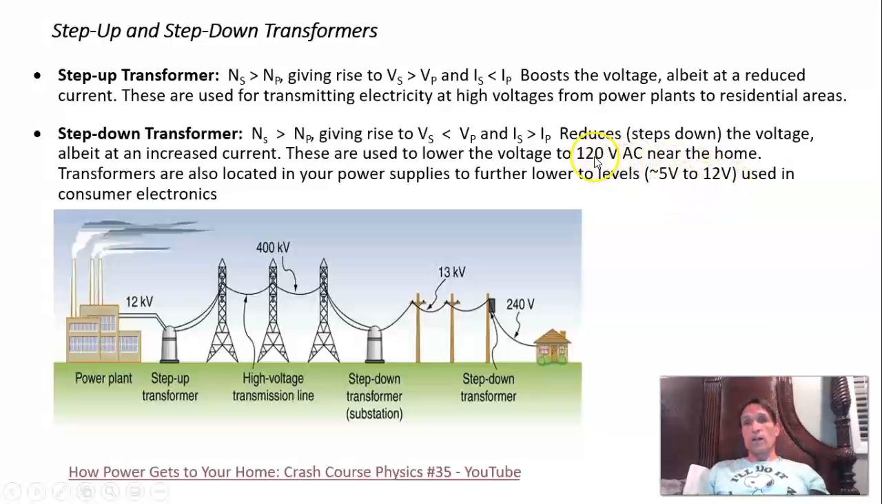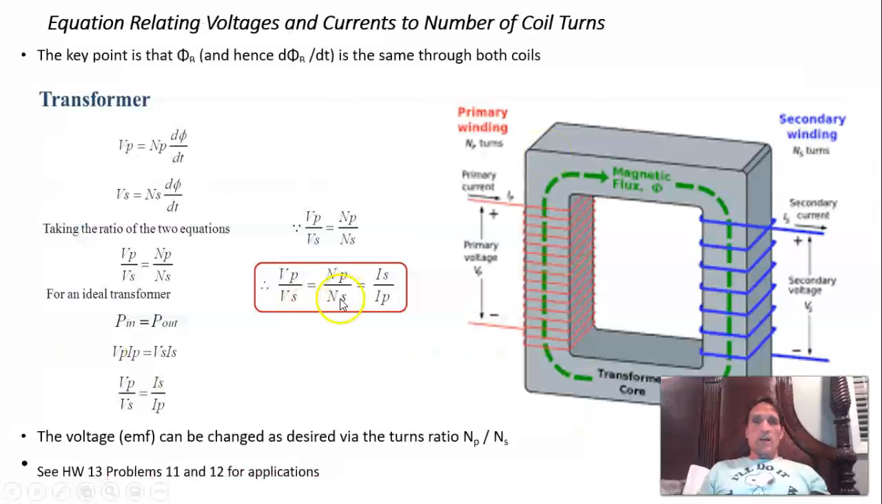If you want a 12 volt supply, we would have V primary as 120, V secondary is 12, which means you need a transformer with a ratio of turns of 10 to 1, 10 turns of primary for every 1 of secondary, and that will knock your voltage down by a factor of 10. Okay. So you should be able to, on the exam, apply this equation for transformers to relate the number of turns to the voltages and the currents coming in and going out, primary, secondary.